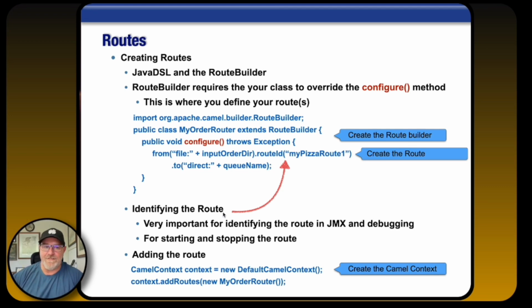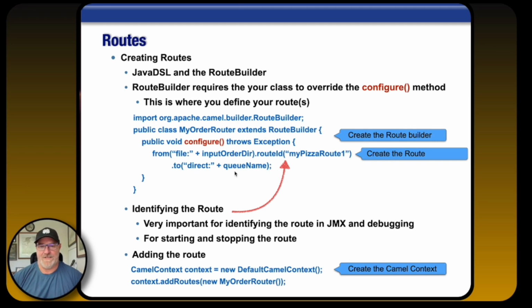It's important to identify the route, because if you don't, within like JMX, you just get these basic route 1, route 2, they're very generic. If you identify it, it's going to be easier for you to work with, both from a testing perspective, but also from an identification and monitoring and everything else. If you want to start and stop routes later on, you really want to name your routes.